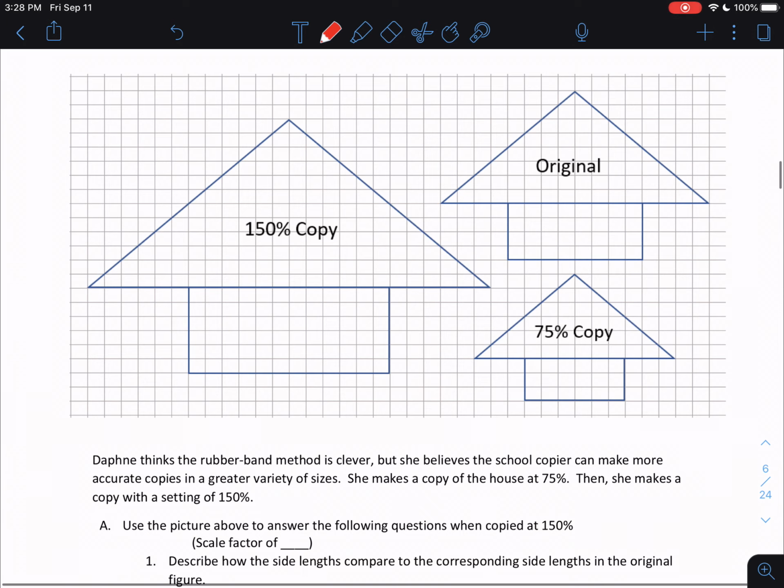Okay, so now what you're going to do, you're going to look at these three pictures. We have this original picture in the upper right-hand corner, right here, original.